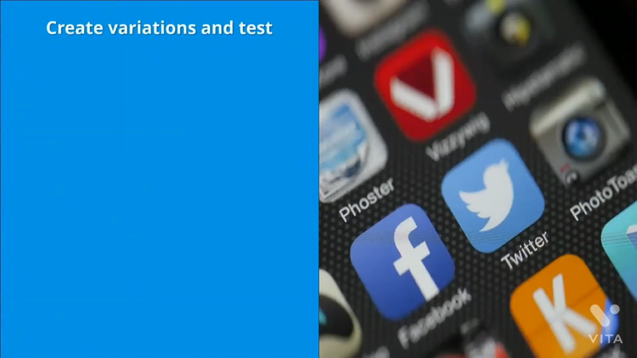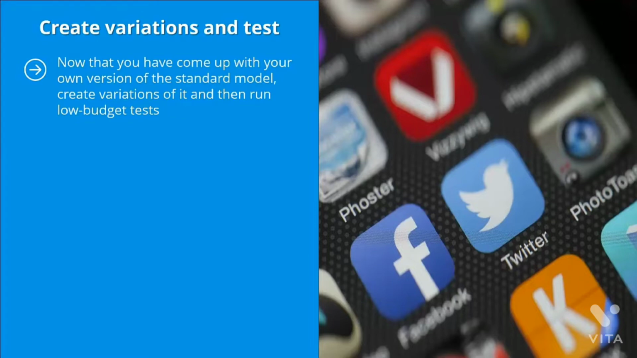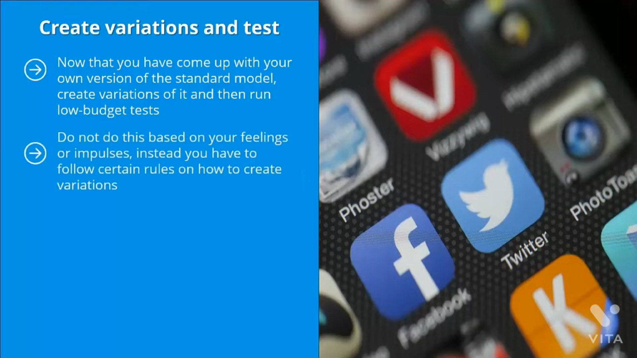There will be a time and place for you to get crazy with the budget, but now is not the time. Create variations and test. Now that you have come up with your own version of the standard model, create variations of it and then run low-budget tests. Do not do this randomly. Do not do this based on your feelings or impulses. Instead, you have to follow certain rules on how to create variations. Otherwise, you wouldn't know which part of the ad accounts for its greater success.